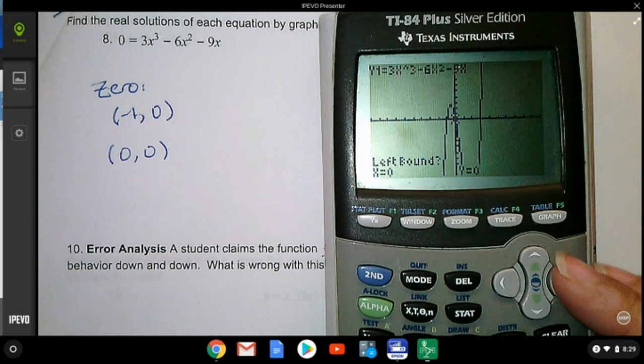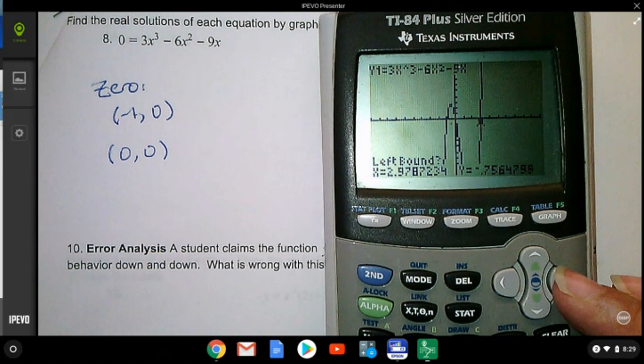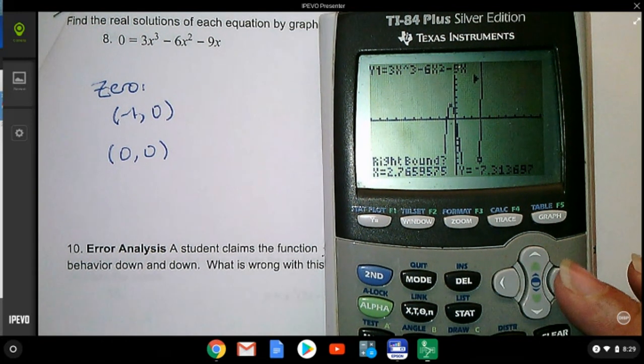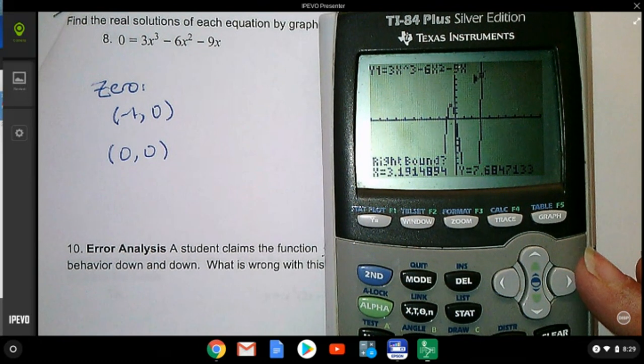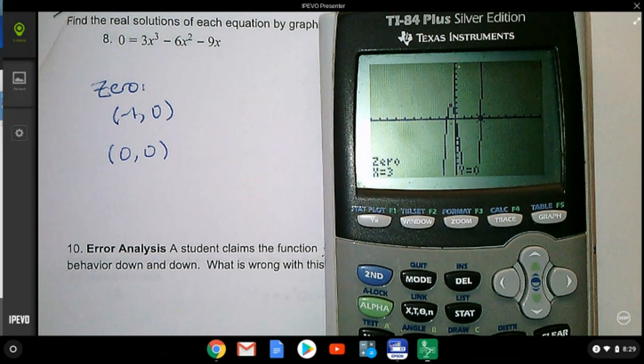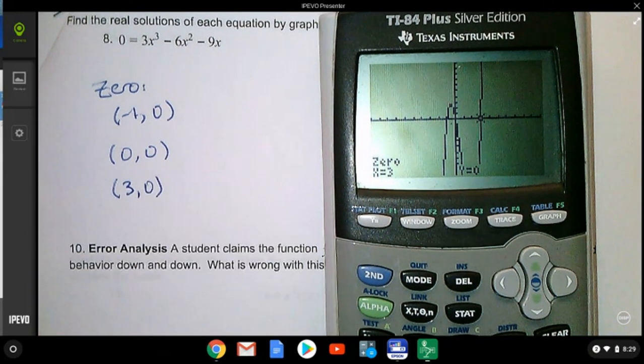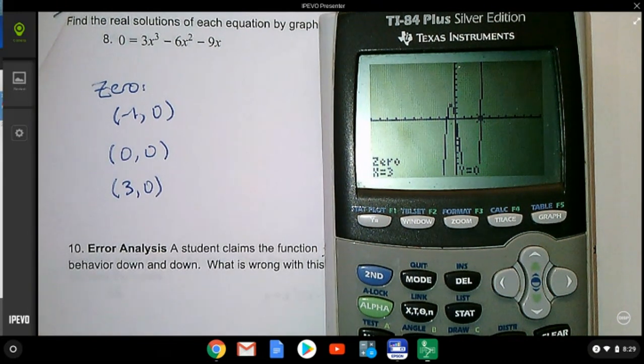Second calc, 2 again. Go over to this guy. There it is. Okay, hit left, which this time is below. Enter. Right until I cross the x-axis. Enter, enter. This one is 30. So make sure you can get those. If you cannot get those, go see your Algebra 2 teacher or come see Mrs. Black, and I will help you figure out how to work your calculator.